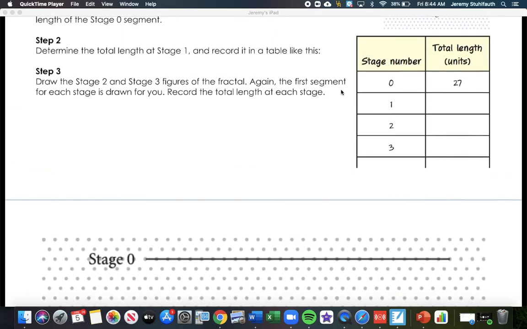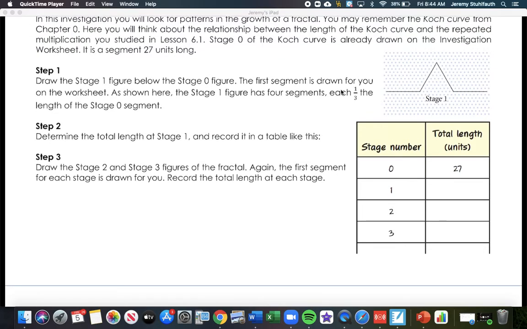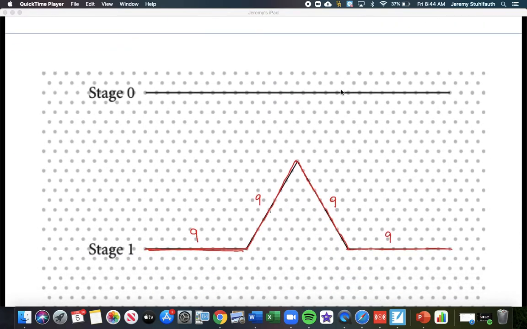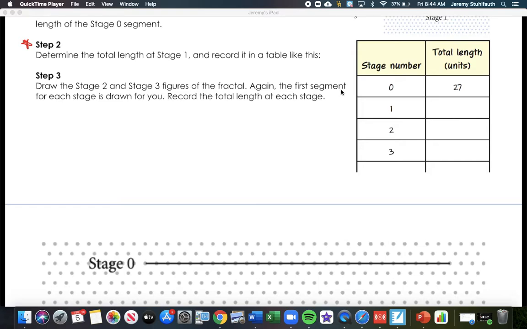So step 2 says to determine the total length of stage 1. We would add up all of these units. So we have 9, 9, 9, and 9. That would be 36 total units in length.